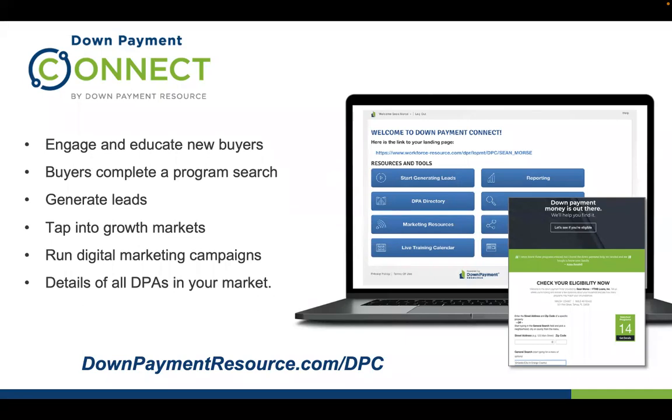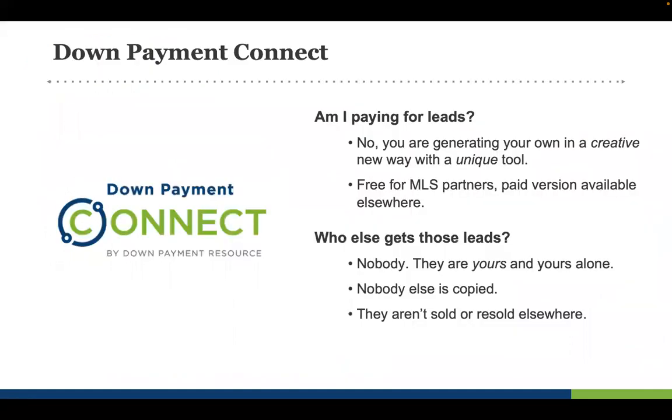What you get with Down Payment Connect is your own unique landing page where buyers complete a program search and generate leads to you. You can tap into new and growth markets, use it in all of your digital marketing, including website, social media, email marketing, email signature, blog, text campaigns, and so forth, and engage with and educate new and aspiring homebuyers.